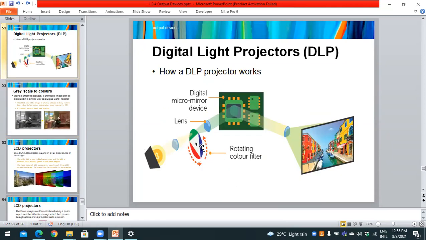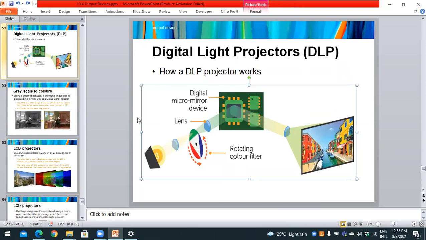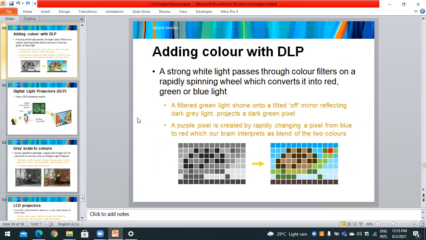This is a rotating color filter, but let me go back a little bit and tell you that the strong white light passes through the color filters on the rapidly spinning wheel, which converts it into red, green or blue.